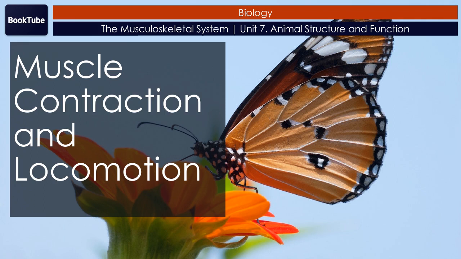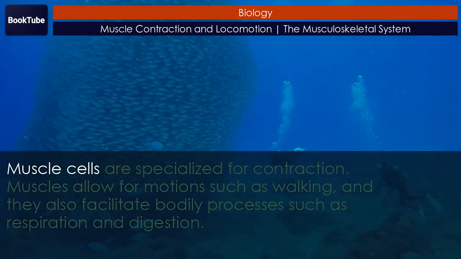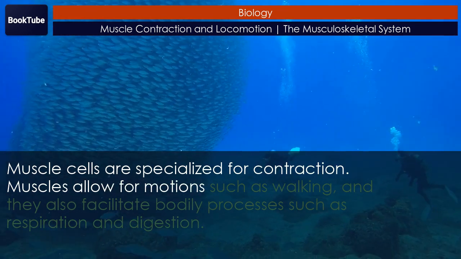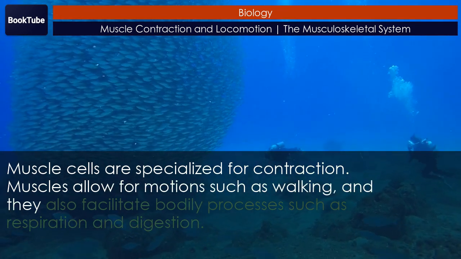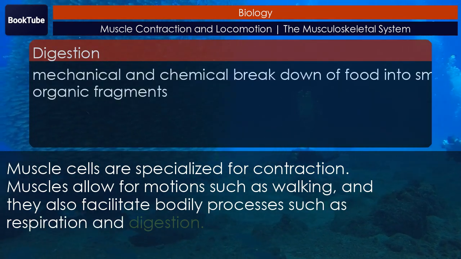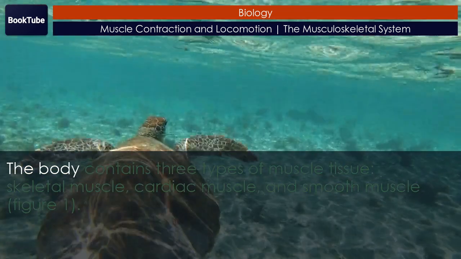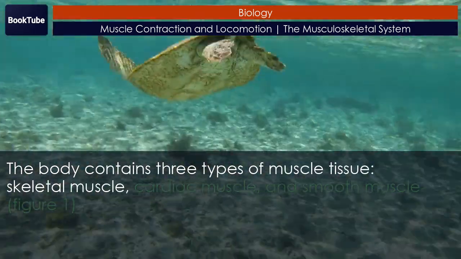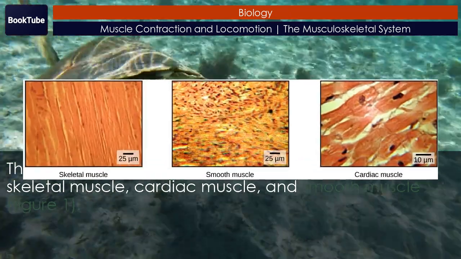Muscle contraction and locomotion. Muscle cells are specialized for contraction. Muscles allow for motions such as walking, and they also facilitate bodily processes such as respiration and digestion. The body contains three types of muscle tissue: skeletal muscle, cardiac muscle, and smooth muscle.